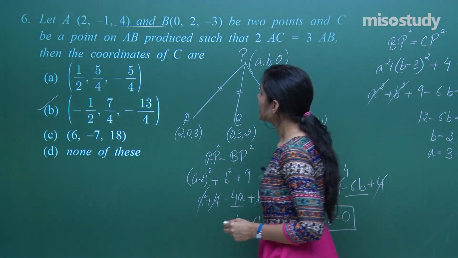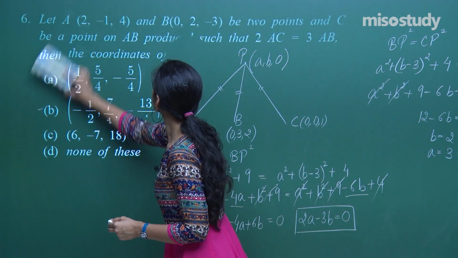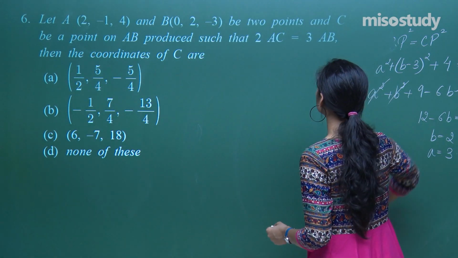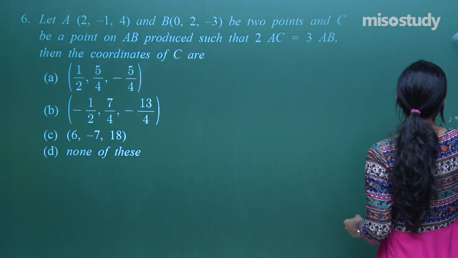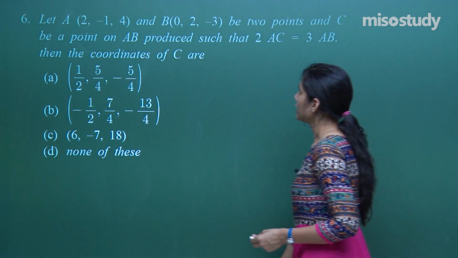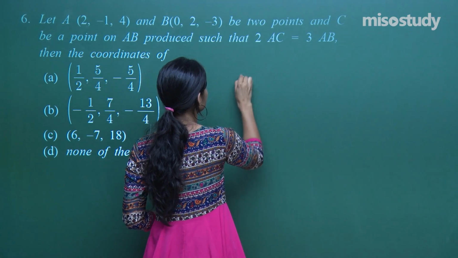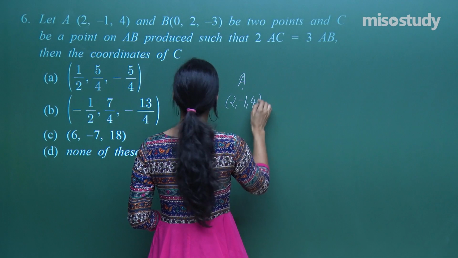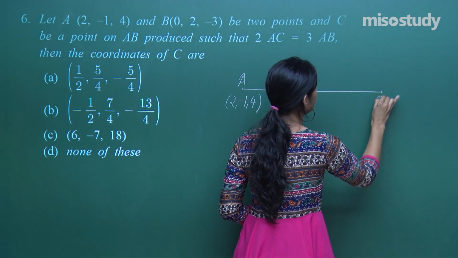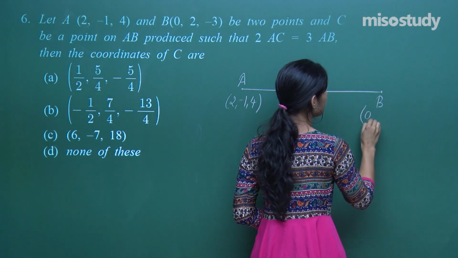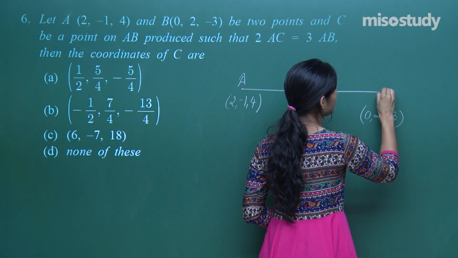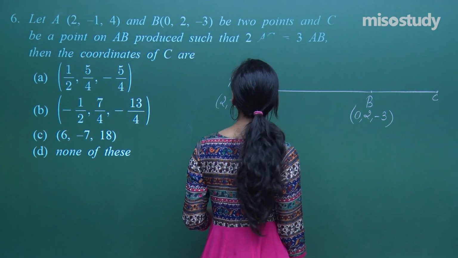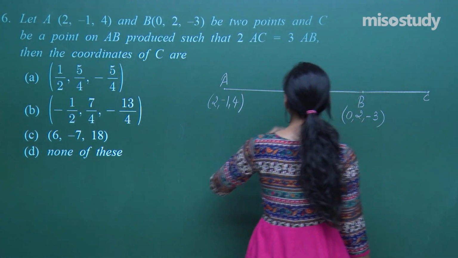Next I have, let A be this point and B be this point. There are 2 points and C is a point on AB produced such that twice of AC is thrice of AB. Then what are the coordinates of C? Okay, let's see what the question is trying to say. A is 2, minus 1, 4. Then there is B, which is 0, 2, minus 3. And on AB produced there is some point C, such that it is saying that twice of AC is thrice of AB.